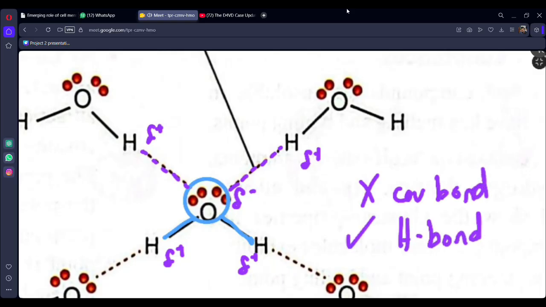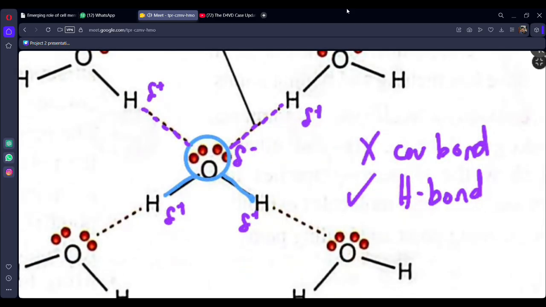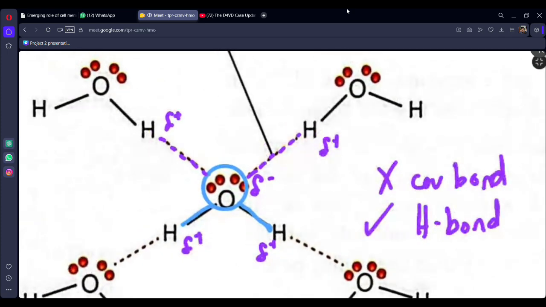In a hydrogen bond, right, what matters is charge. Not sharing, only charge. Meaning what? Meaning, in a hydrogen bond, if you are partially negative, you are partially positive, they will be attracted to each other. They are attracted to each other, but they are not together.